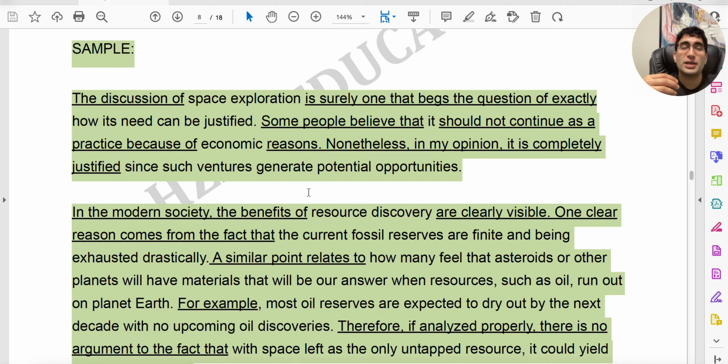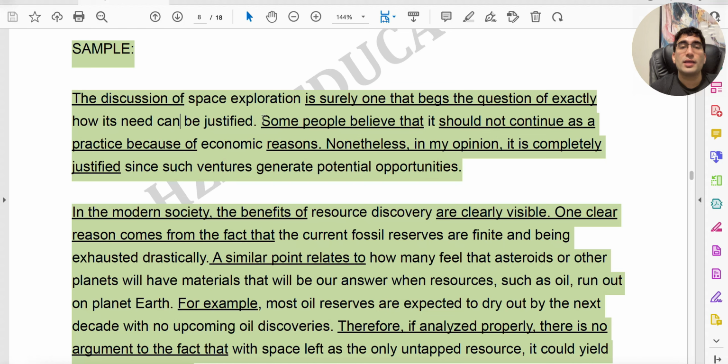Let me give you another sample. If it's the discussion of military expenditure, the discussion of military expenditure is surely one that begs the question of exactly, is that the priority over other sectors? So you ask your question there, like, is it necessary? Is it important? Can it be justified?